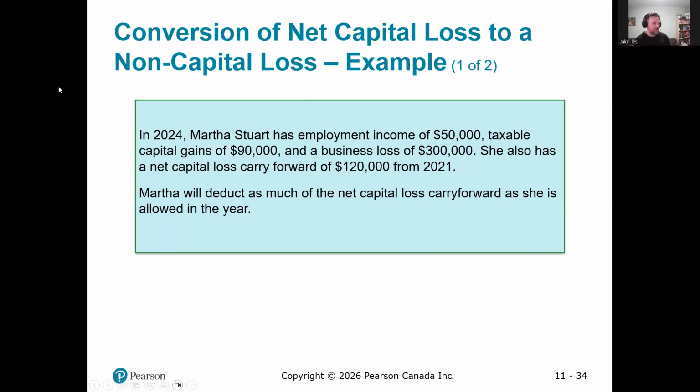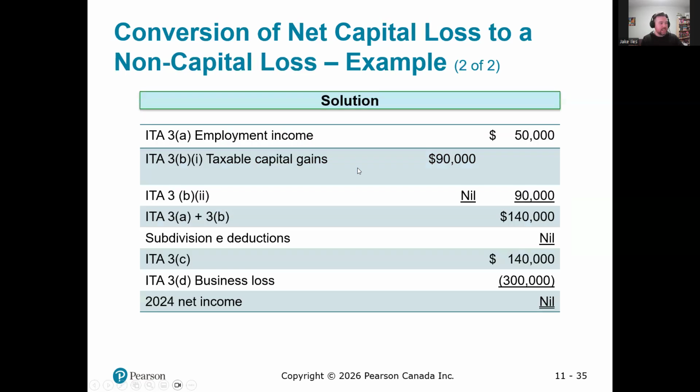In 2024, Martha Stewart has employment income of $50,000, taxable capital gains of $90,000, and a business loss of $300,000. She also has a net capital loss carry forward of $120,000. Now we have capital gains of 90, so we'll be able to use up most of our net capital loss. Martha will deduct as much of the net capital loss carry forward as she is allowed.